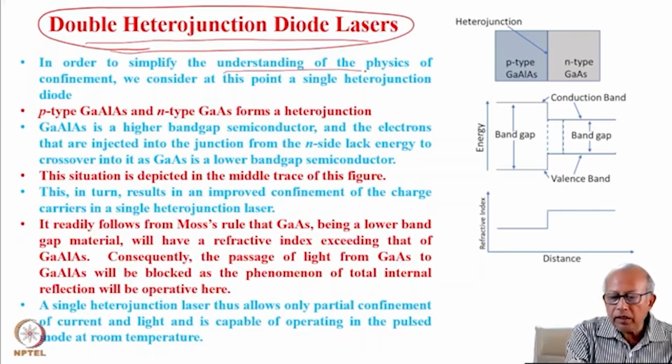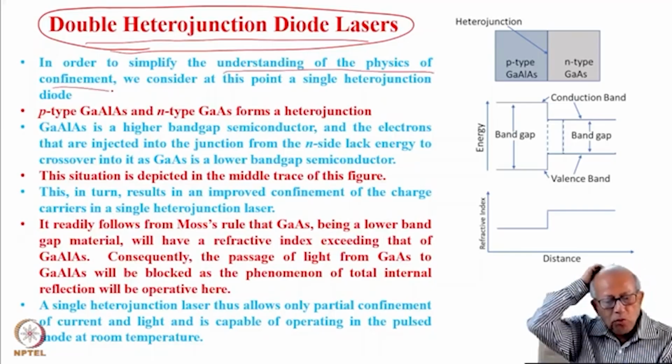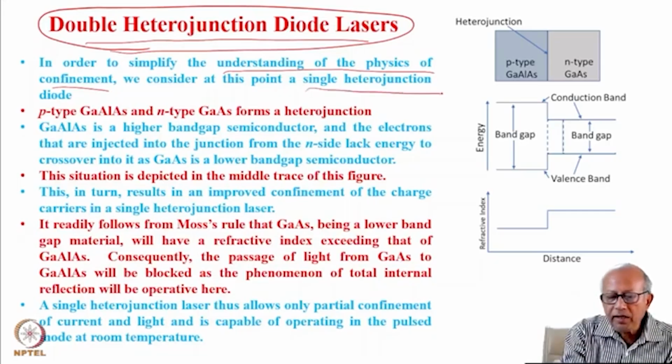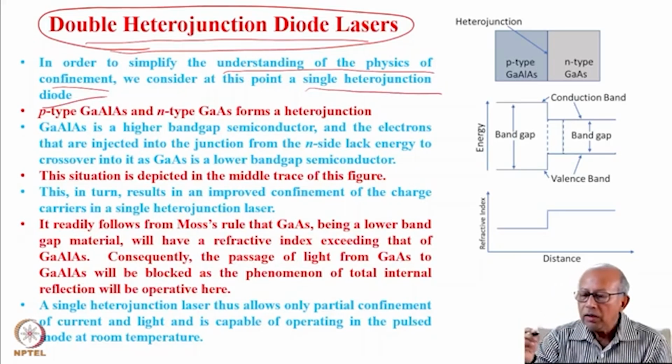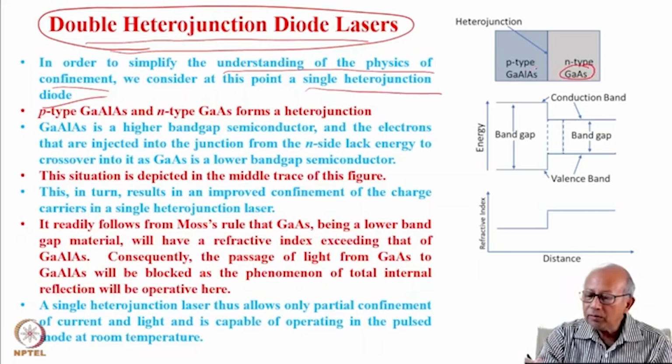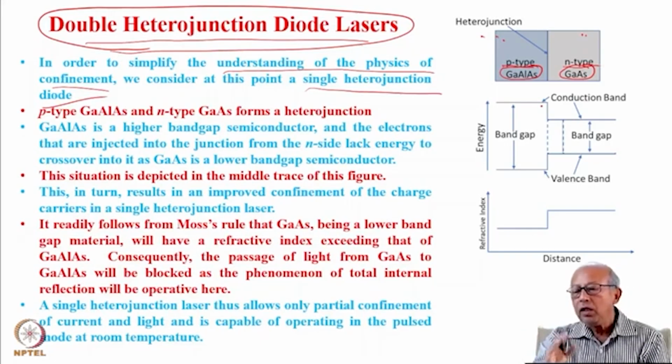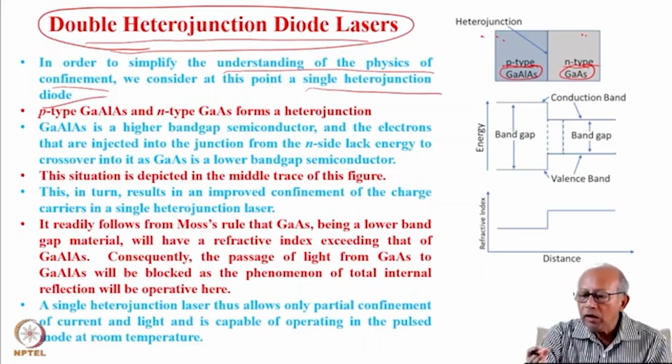So, in order to simplify the understanding of the physics of confinement, we first consider at this point a single heterojunction diode. So this is our single heterojunction diode, that is, one side is gallium arsenide, the other side suppose is gallium aluminum arsenide. So these are two different semiconductor materials. One has been doped to make it p-type and the other has been doped to make it n-type. So this is the junction where actually recombination will occur and light will be produced in the vicinity of this junction.